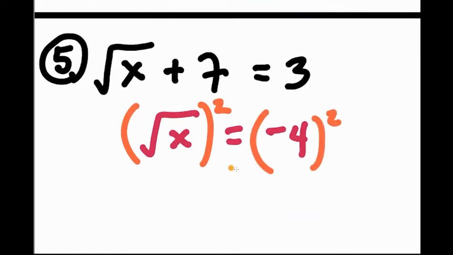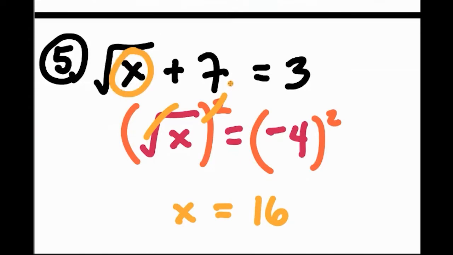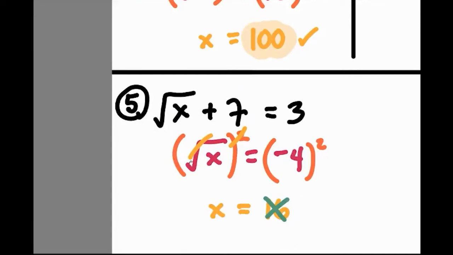X is equal to 16. Throw 16 in here. The square root of 16 is 4. 4 plus 7 is 11, not 3. So because of that, this is an extraneous solution. You cannot count it. So the answer is no solution.